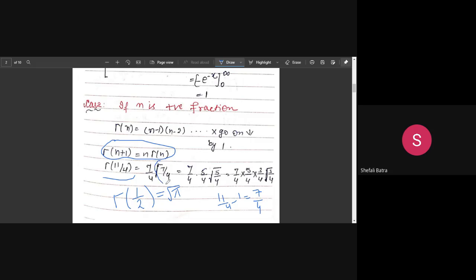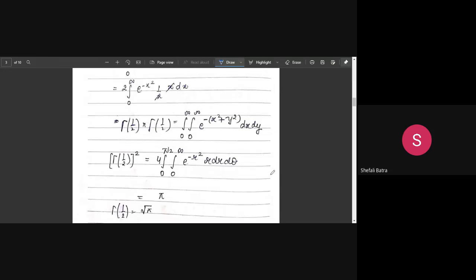Then again apply the reduction formula for this. It would be 7 by 4 minus 1, 5 by 4. So 7 by 4, this as it is, into reduction formula for gamma 7 by 4, that can be written as 5 by 4 gamma 5 by 4. That is equal to 7 by 4 as it is, 5 by 4 as it is, and then apply the reduction formula for this. Gamma 5 by 4 means 5 by 4 minus 1 is 3 by 4, 3 by 4 gamma 3 by 4. Right? And you need to reduce it up to minimum positive fraction. Right?